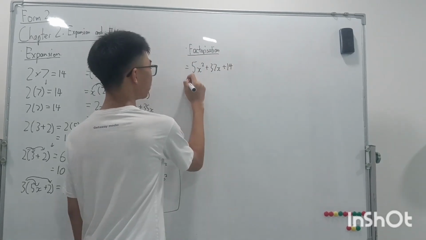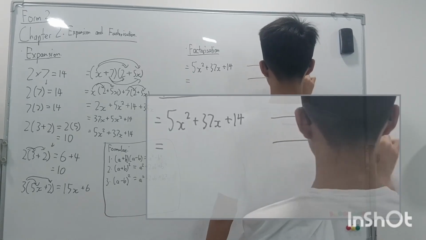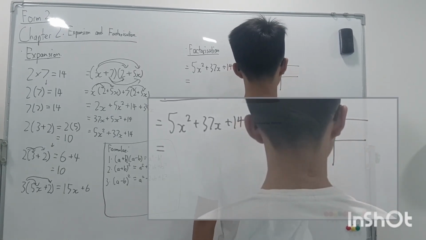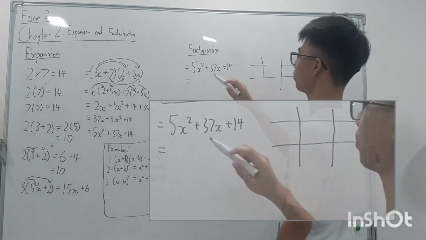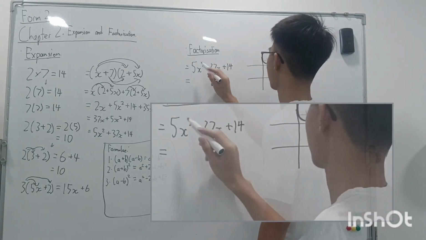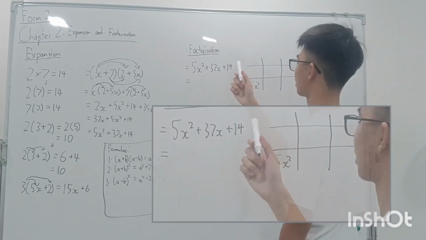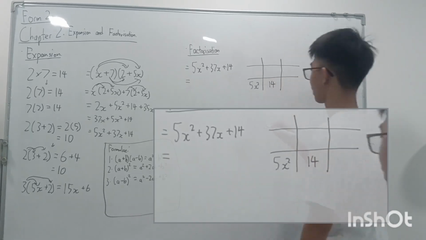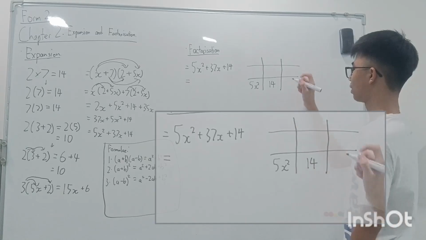First way is the tic-tac-toe method. What you do is you draw something like this. Tic-tac-toe diagram. So now what you're going to do is you're going to place the first term, this first x squared term, bottom left row here. You're going to place this last term in this row here. And then you're going to place this middle term, 37x, into this last row here.